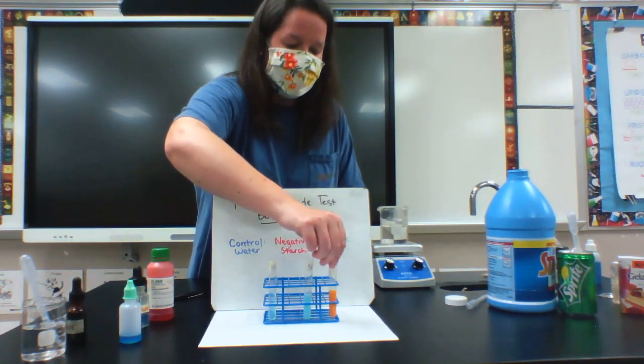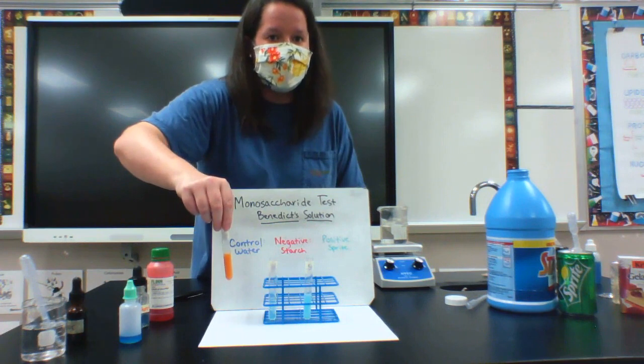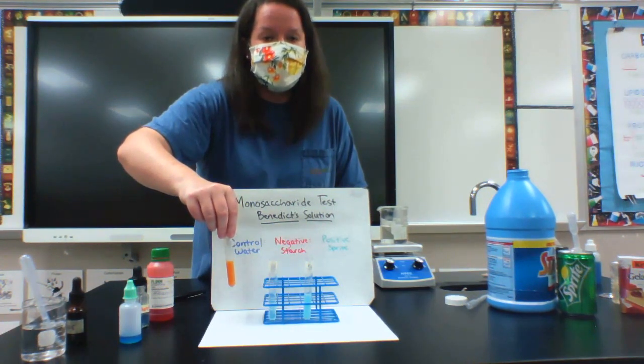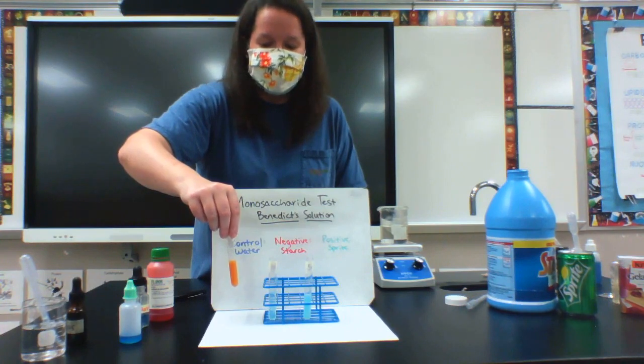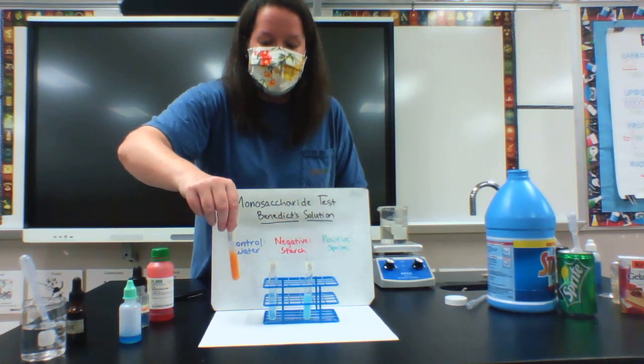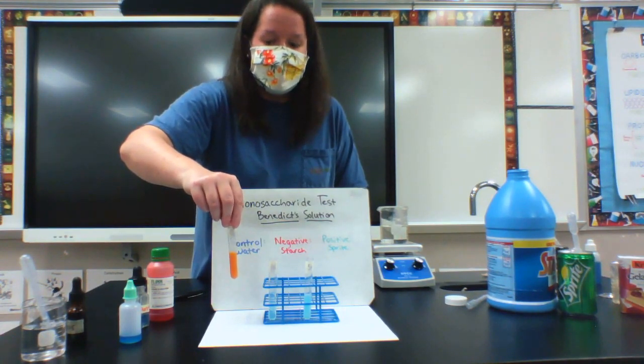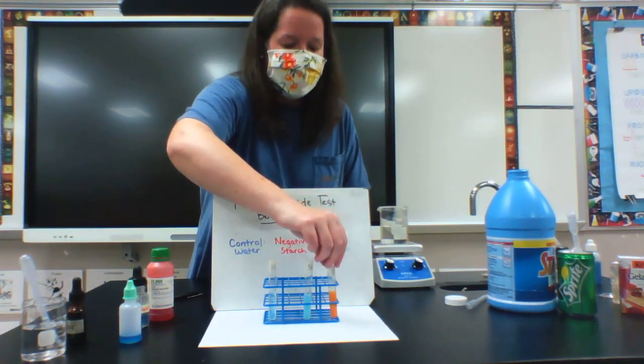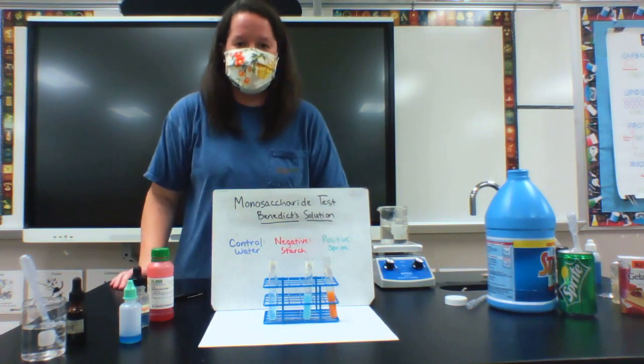The Sprite solution is going to show us our positive result. When the Benedict solution connects to the monosaccharides, it changes them to this orange color. So this is our positive result on the monosaccharide test. Now for testing polysaccharides.